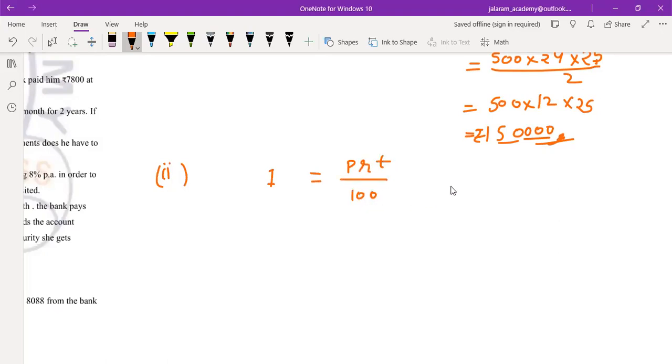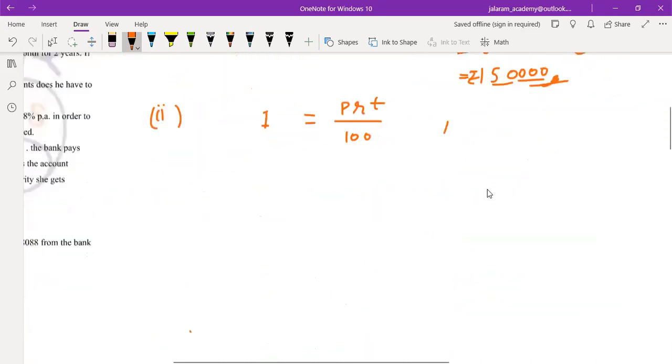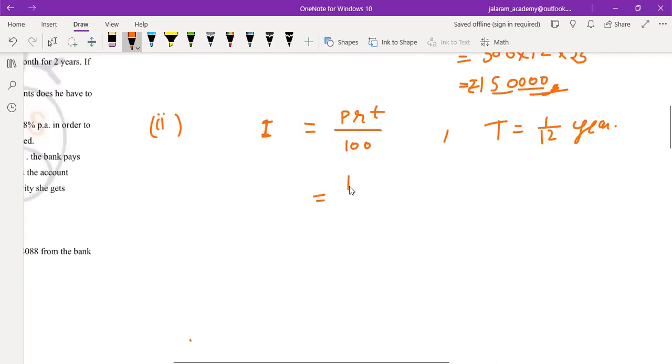In this, we have also used 1 month only as the time. So time is 1 month, which means 1 by 12 year. We have to use time in years in this formula of interest. And this is not the simple interest, remember. So we write interest equals PRT upon 100. Now P means equivalent principal. As we are finding the interest, we are using only the equivalent principal, which is 1,50,000. It is not the actual principal.